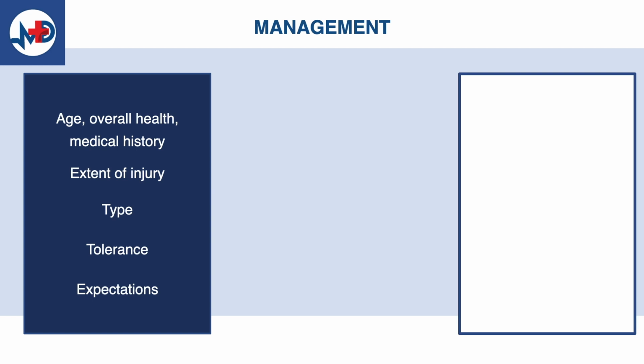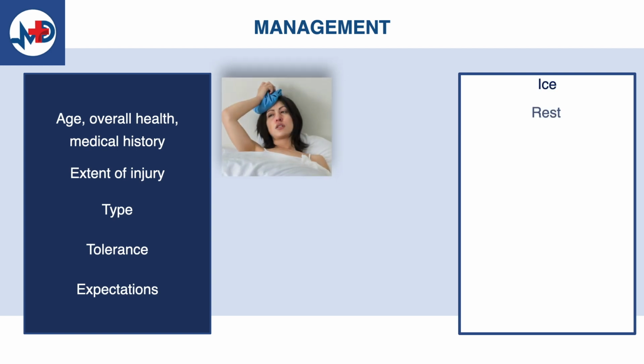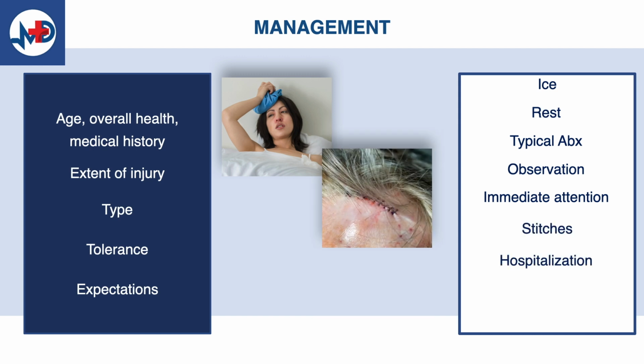Depending on the severity of the injury, treatment may include ice, rest, topical antibiotic ointment and adhesive bandage, observation, immediate medical attention, stitches, hospitalization for observation, moderate sedation or assistance with breathing that would require being placed on a breathing machine, or mechanical ventilator or respirator, or surgery.